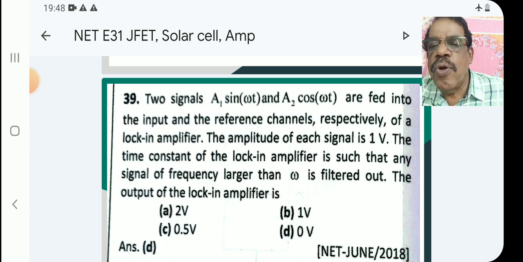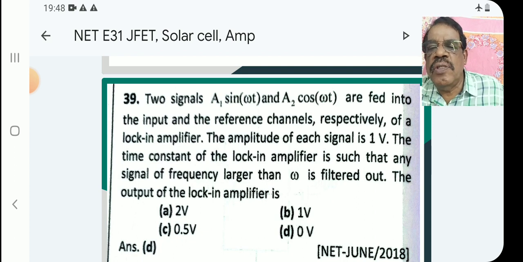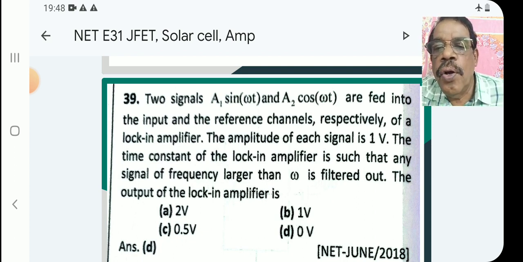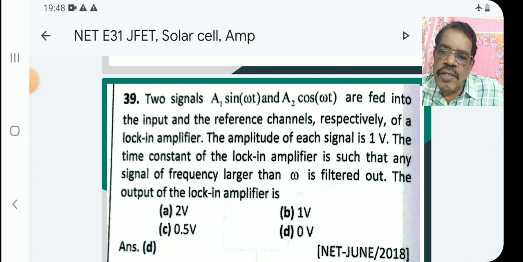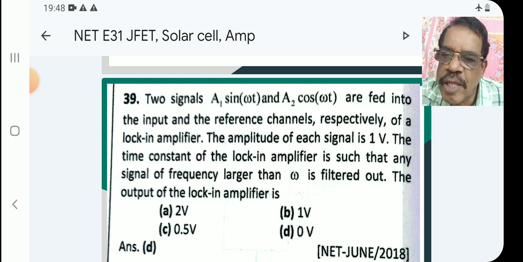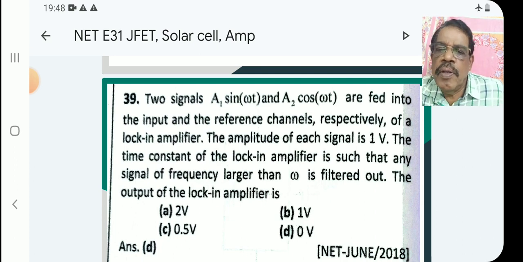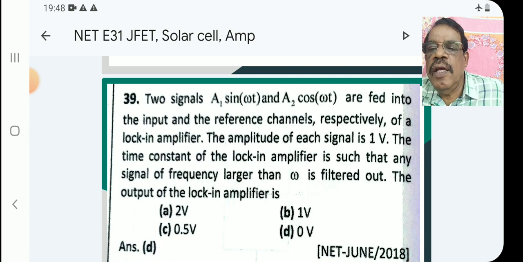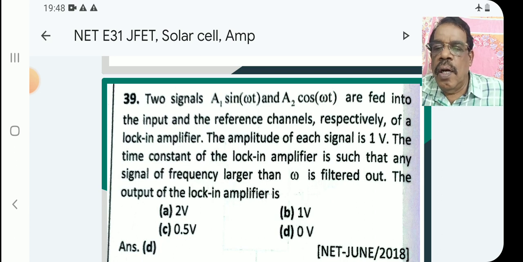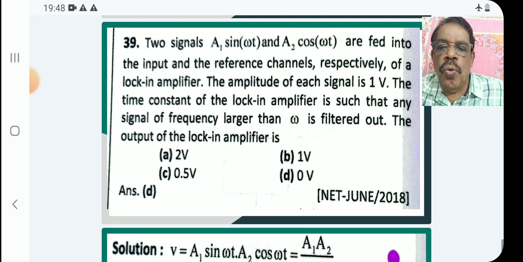The time constant of the lock-in amplifier is such that any signal of frequency larger than omega is filtered out. The output of the lock-in amplifier is 2 volt, 1 volt, 0.5 volt, 0 volt. Answer D, 0 volt.